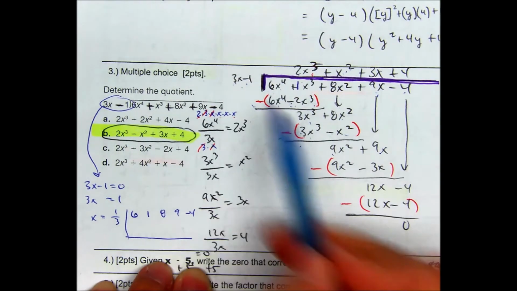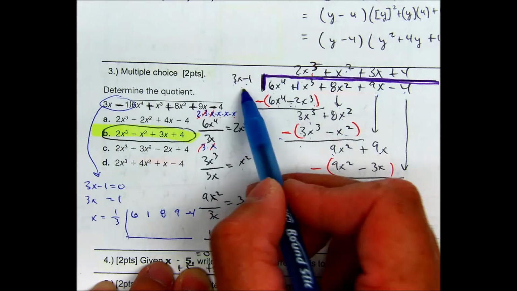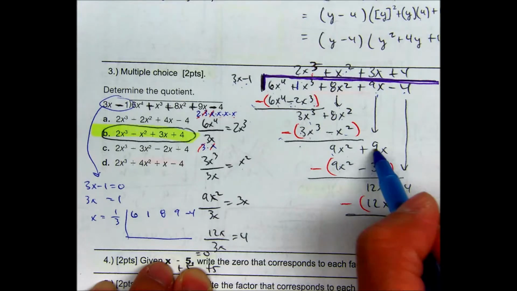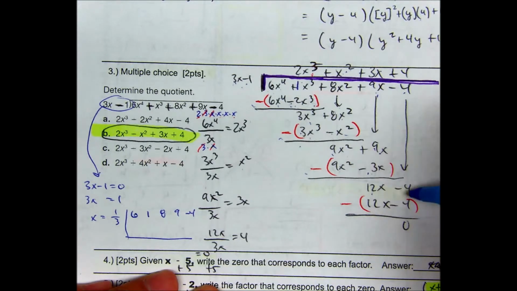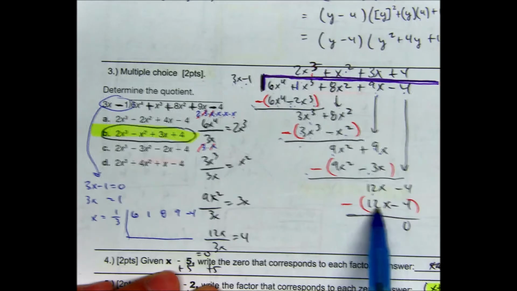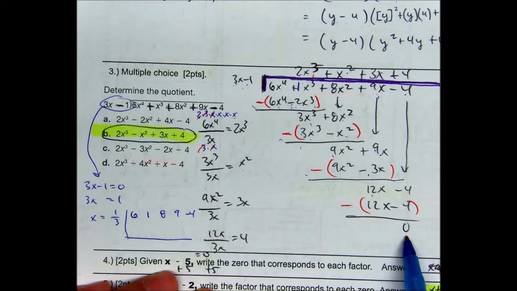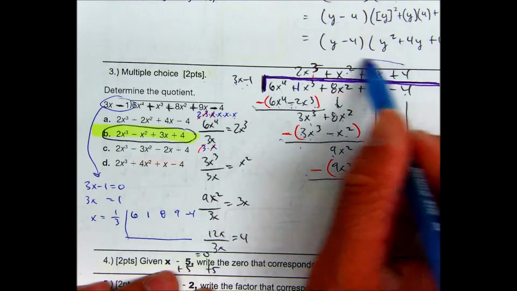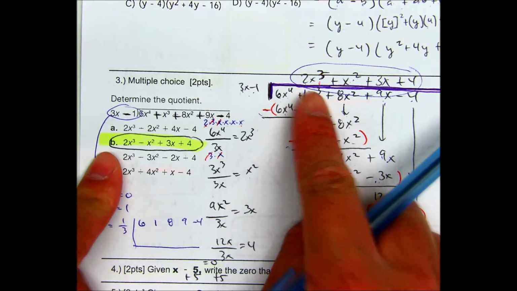3x goes into 9x squared. 3x times 3x gives you x squared. Negative 3x. 9 minus negative 3 gives you 12. Bring it down. And then 3x goes into 12x 4 times, and then you multiply, and you have a remainder of 0. So my quotient is the answer above, and that would be choice B.